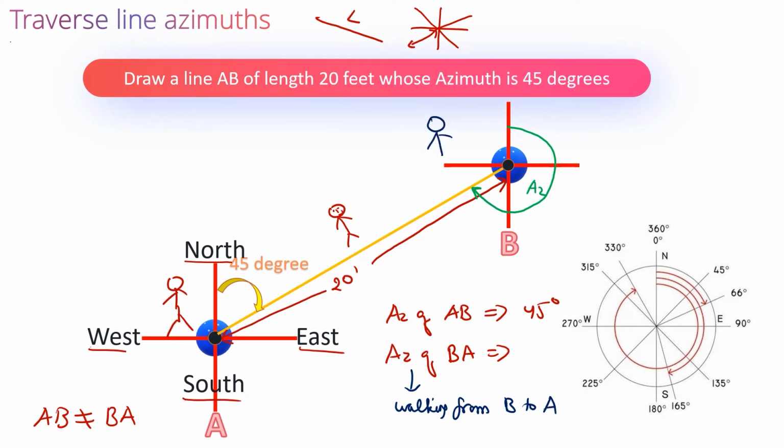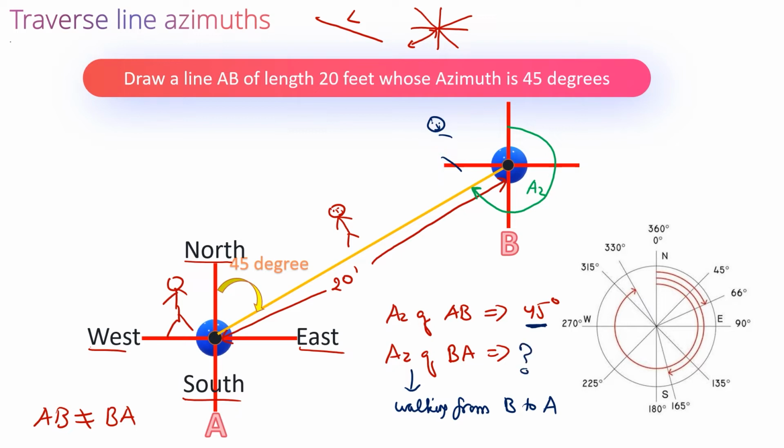So if I have to walk from B to A, then I have to walk at this angle, measured clockwise from the north, right? I can't walk at an angle of 45 degrees, because if I walk at 45 degrees, you'd never reach point A, right? So this is how I want you guys to visualize the azimuth. So what is the value of this?